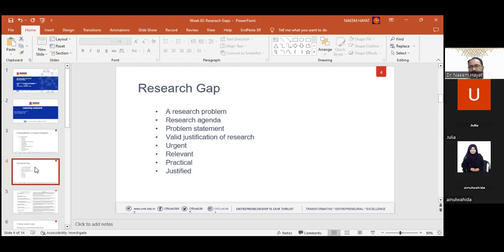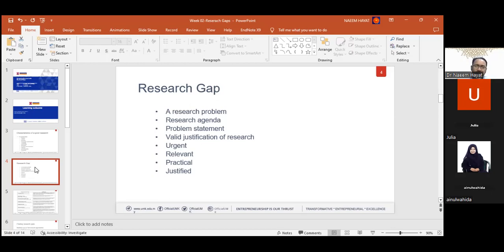Then the practicality. There are many issues or problems that may not be practical in one situation or in one context. But if we think they are practical, we need to make a case for how they are practical to resolve right now. So these kinds of issues must be there in the research gap. So our research gap helps us to design a research problem and the research agenda, problem statement, and validation of the research. Then the urgency, relevancy, practicality, and justified information must be utilized to justify the research gap.